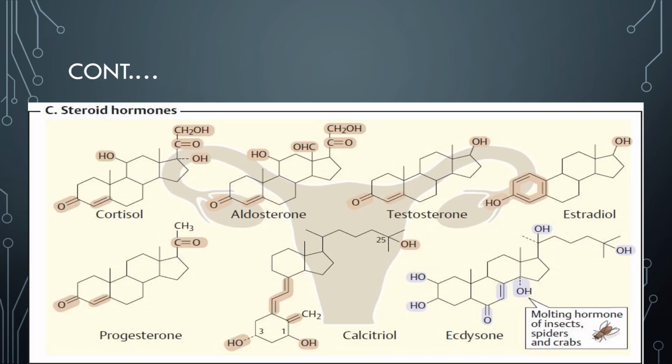These are the structures of steroid hormones. Among these are cortisol, which is a glucocorticoid, aldosterone, which is a mineralocorticoid, and sex hormones such as testosterone, estradiol, and progesterone. Calcitriol, also known as vitamin D. Now you can appreciate the similarity between these steroid hormones and the structure of cholesterol, with the exception of calcitriol, where the B ring of the steroid nucleus is open. Ecdysone is also a steroid hormone found in arthropods.